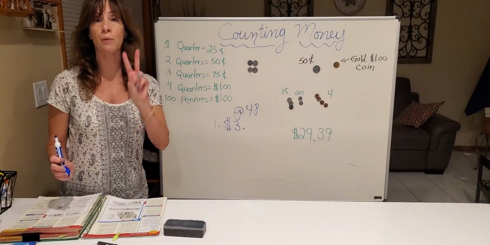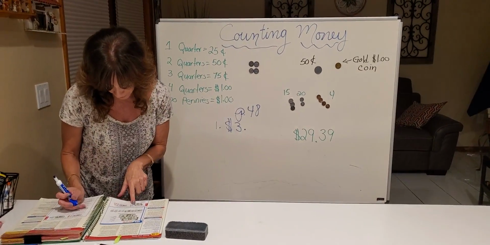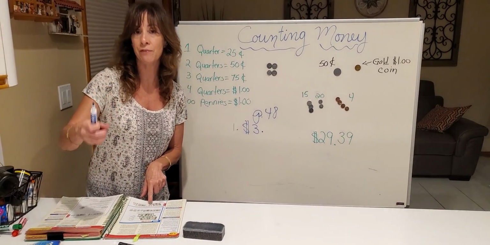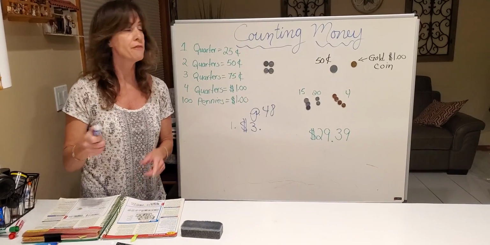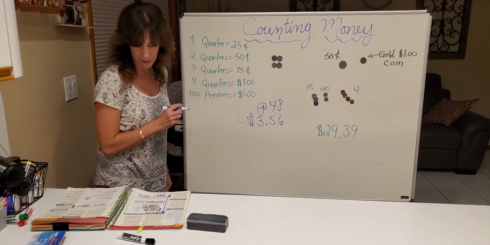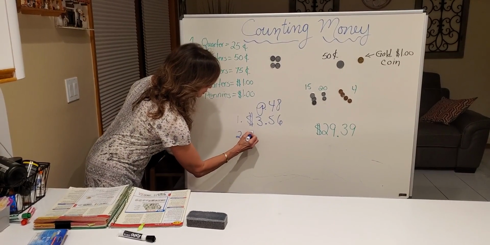Remember, 2 quarters, we already memorized 2 quarters equals 50 cents. So we have 50 plus a nickel, that's 5. 55 plus 1 more, 56. So we have $3.56. All right, you see how you can start doing that in your head. Let's do one more together.